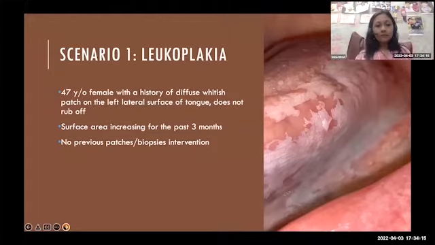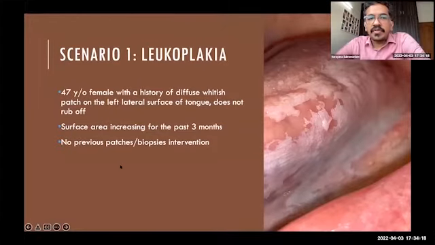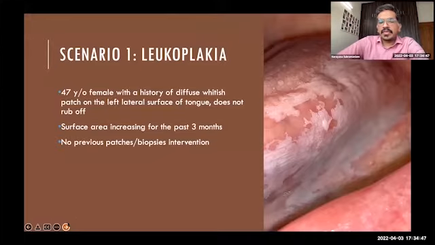Okay, so our panel is on diagnosis and workup of oral lesions. So the first scenario is a leukoplakia. So this is a 47-year-old female with a history of a diffuse whitish patch on the left lateral surface of the tongue. As is the definition of leukoplakia, it cannot be rubbed off. So the surface area of the lesion has been increasing over the last 3 months or so. She's not had any previous patches, biopsies, or interventions. Her only symptom is that she noticed it and maybe some vague feeling of irritation. So no pain, no bleeding, no loosening teeth, no symptoms or signs of invasive oral cancer.